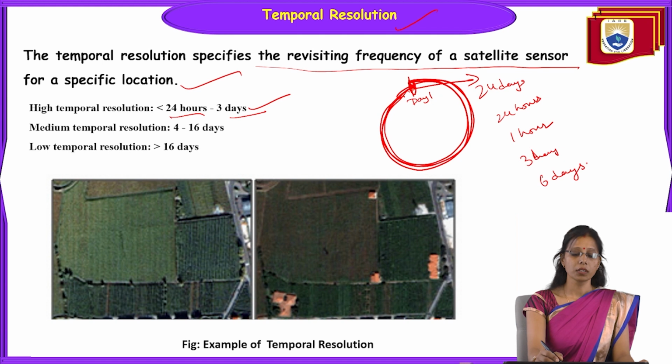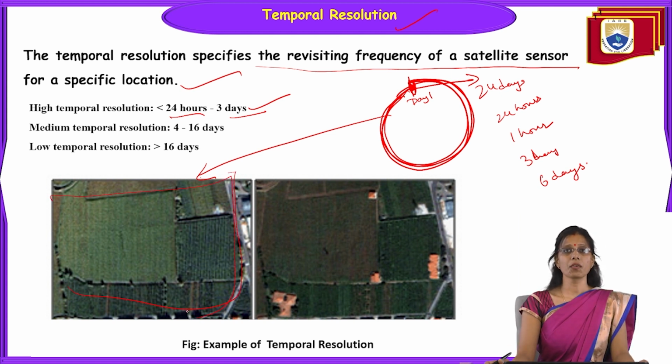For example, on day one it has captured this area. Now, if it is 24 hours, that means the first hour it will start, and in 24 hours again it will capture the same area. So it will show the difference in 24 hours. What are the differences in these features, in these objects?